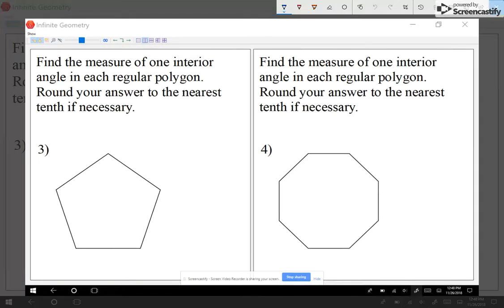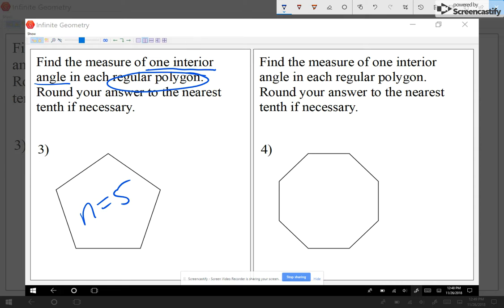So if we're easy with that one, let's take a look at my other examples. Now here I'm going to switch it a little bit. Here I'm asking to find the measure of one interior angle. So I don't want to know how much all of them are, I just want to know how much is one of them, in each regular polygon. The word regular added to polygon just tells you that all the angles are the same number. So in this case, n equals 5, right? There's 5 sides.